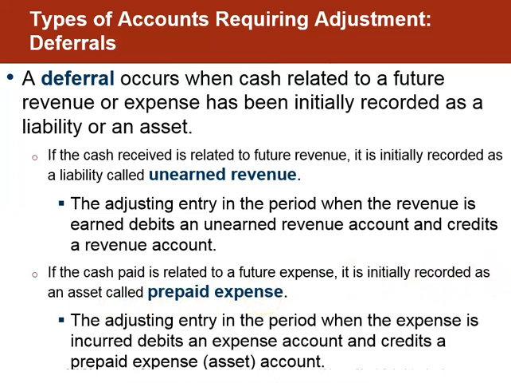Again, going back to our insurance example, we paid the $600, but no time has passed, so we have not used any of that insurance up. Therefore, we do not have any expense that we can recognize. We initially record that as an asset. Then as each month passes, we would credit prepaid insurance, and then we would debit insurance expense. In our example, $100 a month. Okay, I believe that's what it says there at the bottom.